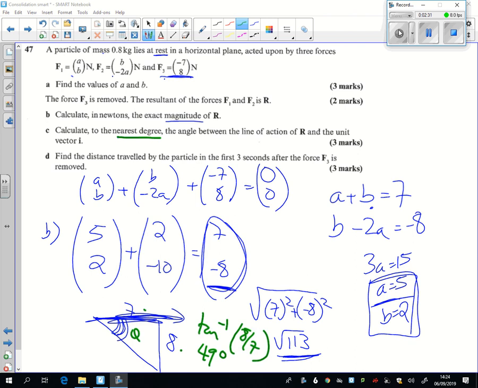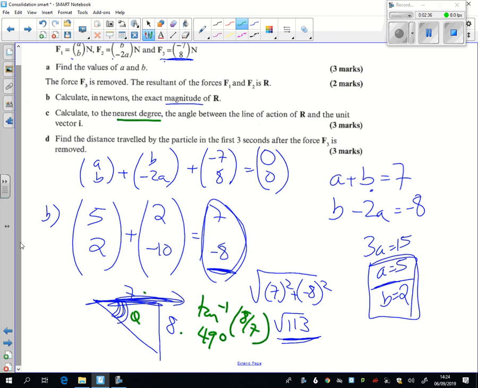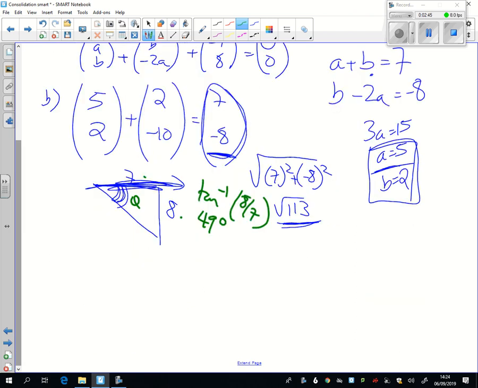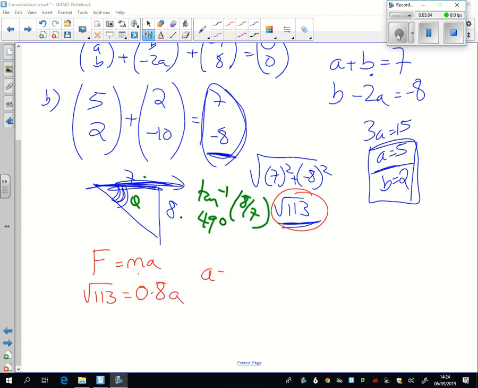Find the distance travelled by the particle in the first 3 seconds. So continuing the question a little bit further, do you remember we had the mass there? The mass was 0.8. So get some more space. First thing I'm going to write is the force equals mass times acceleration formula. And the force we figured out a minute ago was the square root of 113. The mass given in the question was 0.8, and that helps me find out what the acceleration is. So tapping that into my calculator, I'm getting 13.28 for the acceleration.